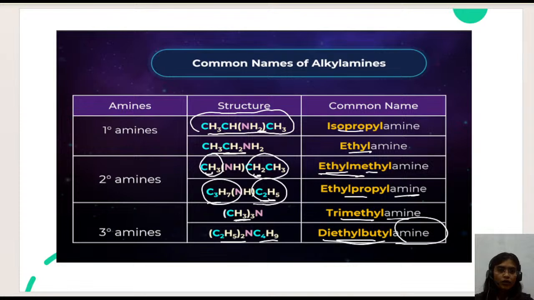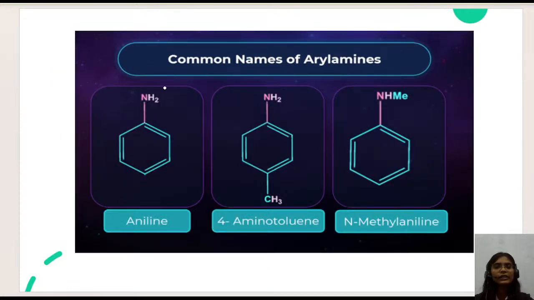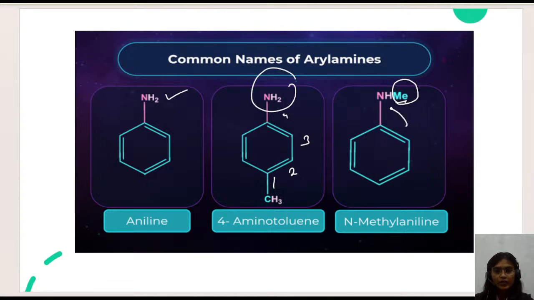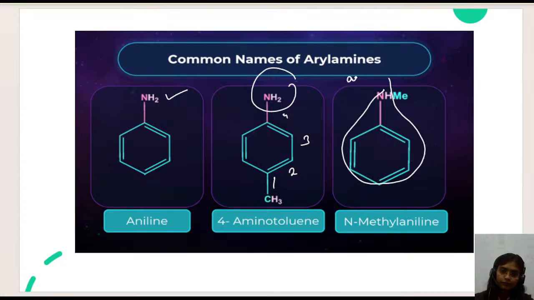Now let's see some more common names. This is really important: aniline. In this case, one, two, three, and four, it's a four-amino group and then toluene. And in this case, this one becomes N-methyl, and this becomes the aniline. So it's N-methyl aniline. Let me highlight that this portion is the aniline part, and this is methyl, so it becomes N-methyl aniline. So this is the common name.